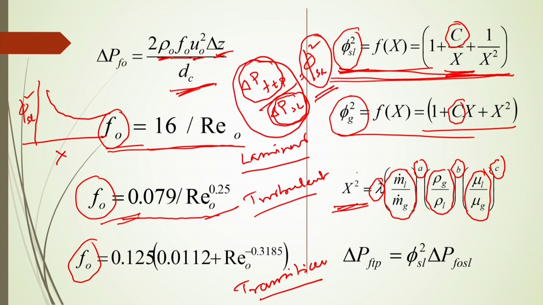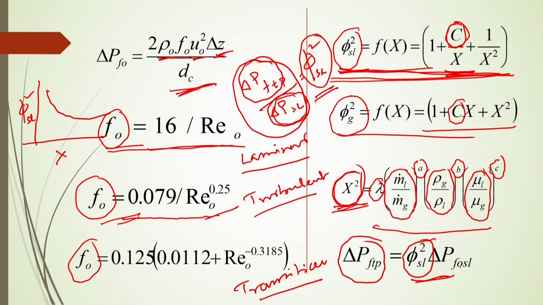So, from this measurement you can calculate this, otherwise you can calculate what will be the Fanning equation. So, you can get it from the Fanning equation also, this relationship. Once you know this x, once you know this C, then you will be able to calculate what should be the phi SL square. Once you know this phi SL square, then you can easily calculate what should be the total frictional pressure drop just by multiplying this phi SL square to the single phase pressure drop of the slurry.